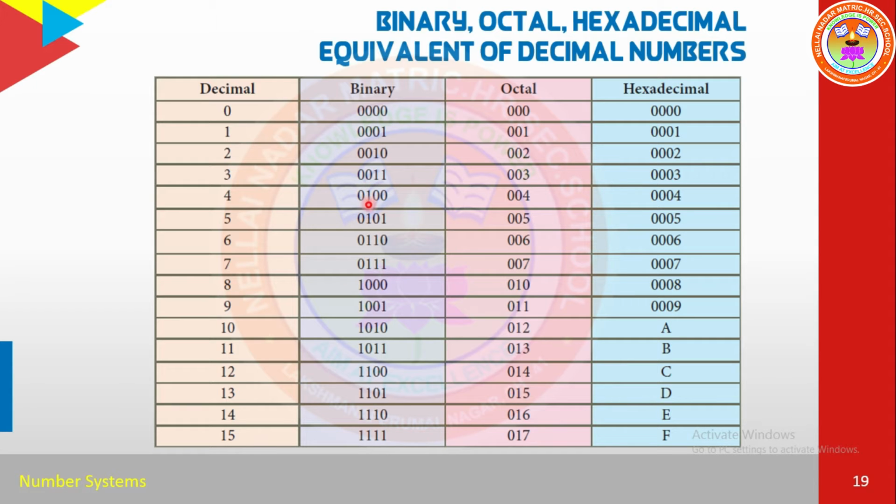Understood? So why are we putting 1 here? Because this positional weight is what? 2 power 2, that is 4. So these are matching together. That's why we are putting 1 here. And octal is as usual 4, and here also as usual 4, like that.